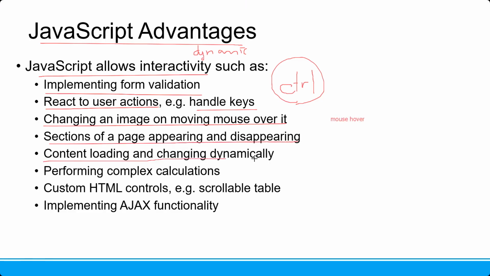Content loading and changing dynamically. Performing complex calculations is another thing that we can do with JavaScript. And custom HTML controls. For example, if you have a table and you want to scroll, we can use JavaScript. And we can implement Ajax functionality. We will learn later about Ajax.